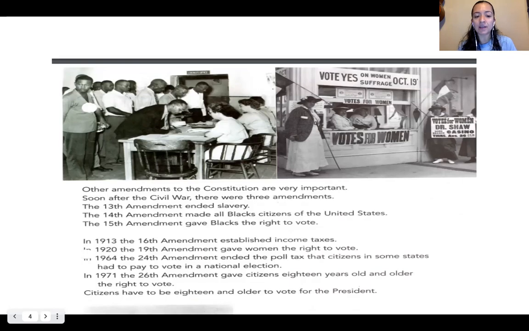In 1913, the 16th Amendment established income taxes. In 1920, the 19th Amendment gave women the right to vote. In 1964, the 24th Amendment ended the poll tax that citizens in some states had to pay to vote in a national election. In 1971, the 26th Amendment gave citizens 18 years and older the right to vote. Citizens have to be 18 and older to vote for president.